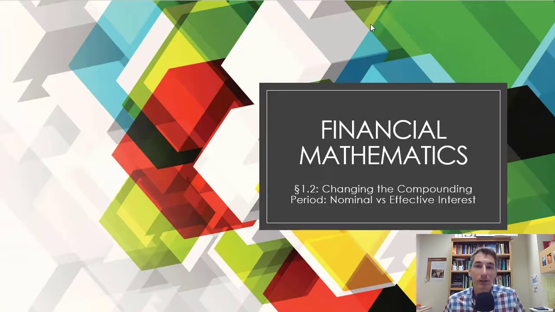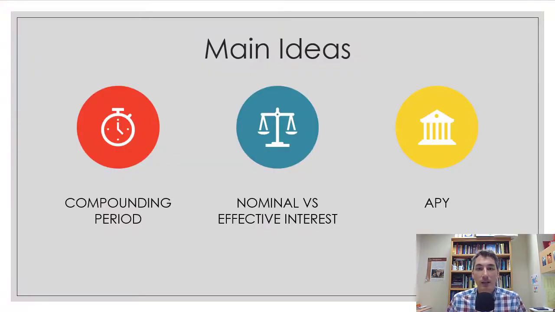This one we're covering section 1.2, changing the compounding period, nominal versus effective interest. Let's get started. The main ideas in this section are: what is the compounding period, what's the difference between nominal and effective interest, and then what is APY.